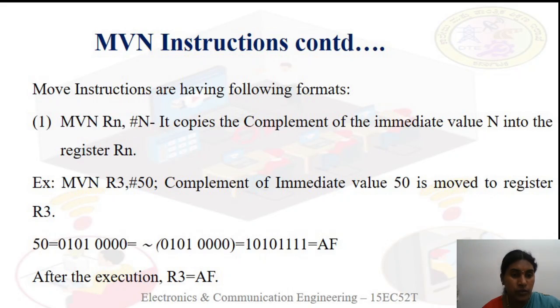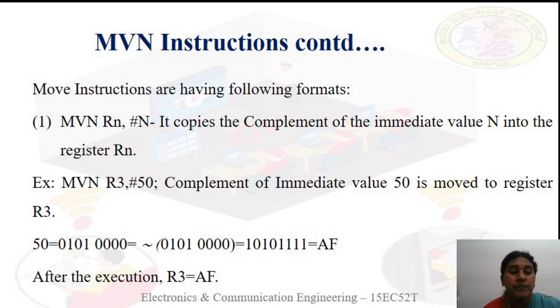So we will see some formats found in the move negative instruction. This is the first example, MVN Rn, #n. It means the immediate value n will be taken and it will be complemented. After the complementation of the value n, the negated value will be moved to the destination register Rn.